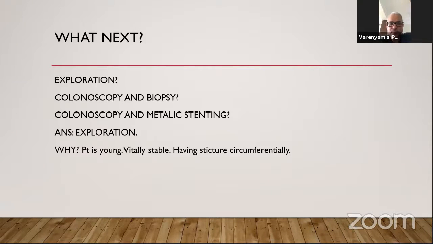You have time to resuscitate this patient rather than rushing to the operation theater. Here you have reasonable time to resuscitate the patient, assess the patient and decide. So that is a hint. That is a hint. So what will you do? We should go for the exploration. Why not diagnosis first? Young patient, very unlikely to have malignancy. Why not colonoscopy now?